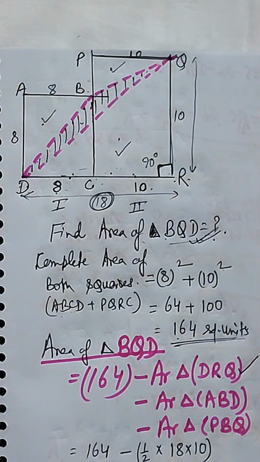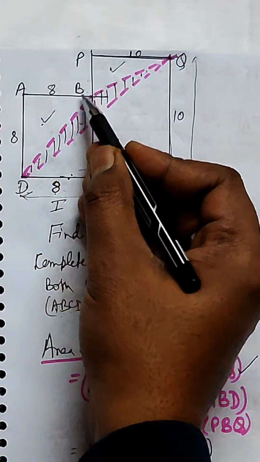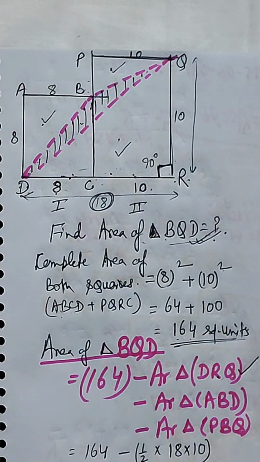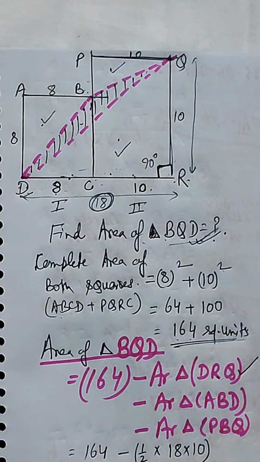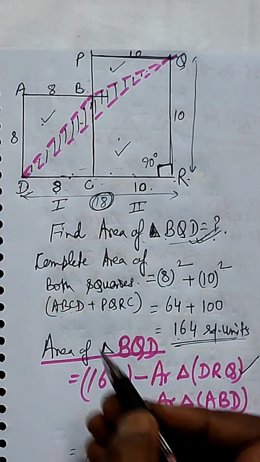Now, how will we calculate the area of triangle ABD? You just use the same formula, that the area of a triangle is half into base into height. So what will be the base over here?